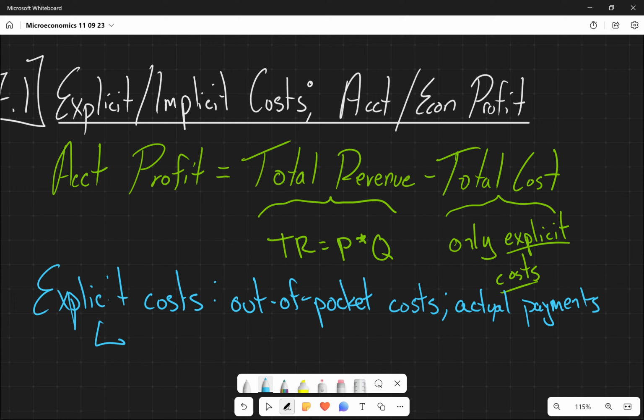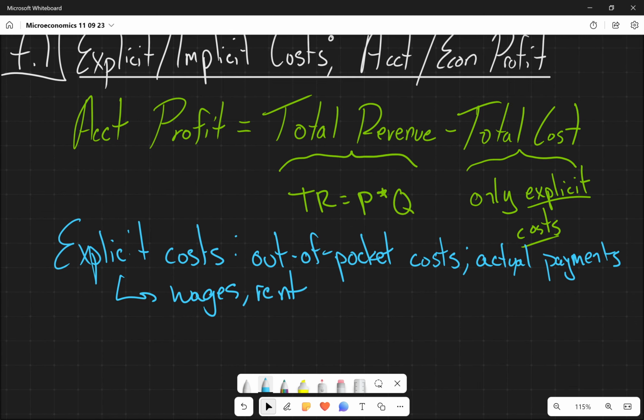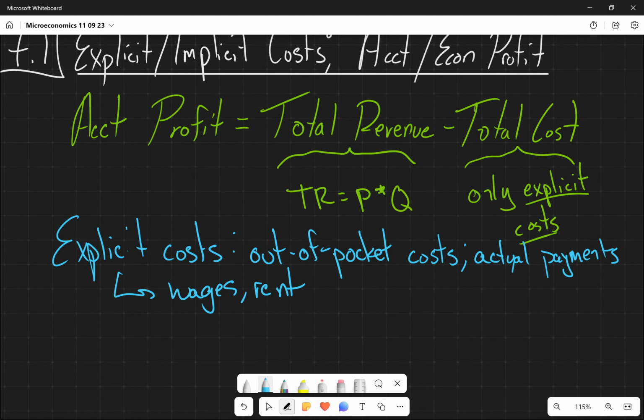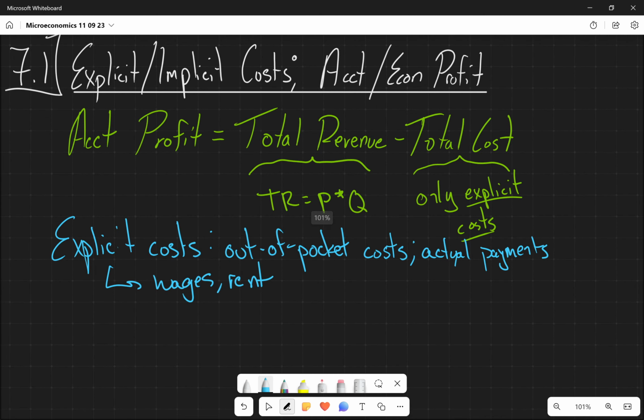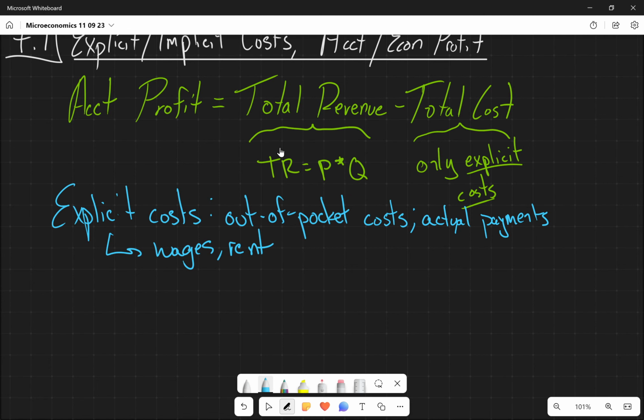So explicit costs would be our wages, would be our rent, so on and so forth, right? Would be the materials. If we're running a coffee shop, it's going to be the beans, it's going to be the cups, it's going to be the lids, it's going to be the milk, the oat milk, it's going to be the syrups. It's going to be the electricity. So this is all in the context of accounting profit, okay?